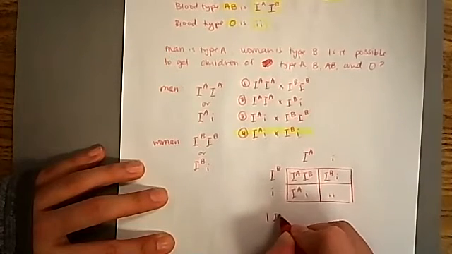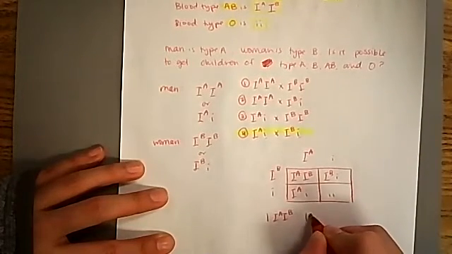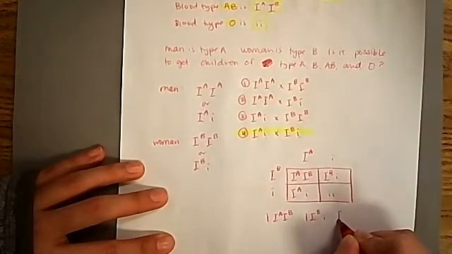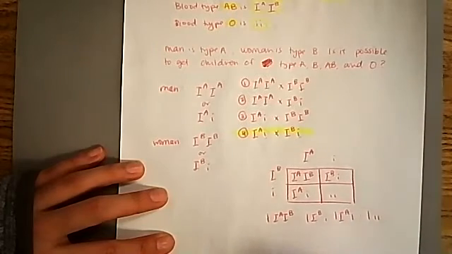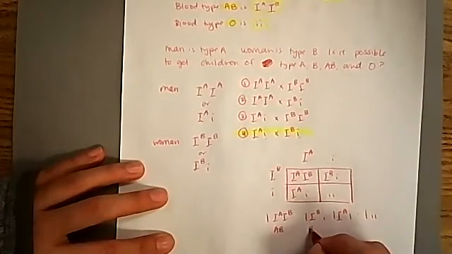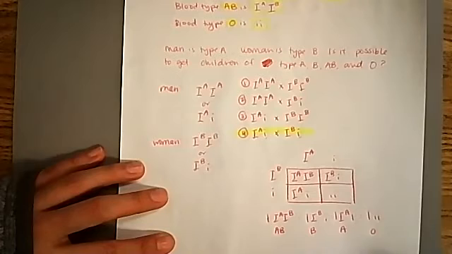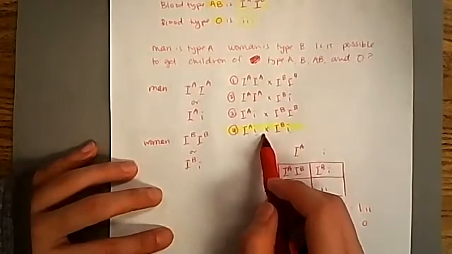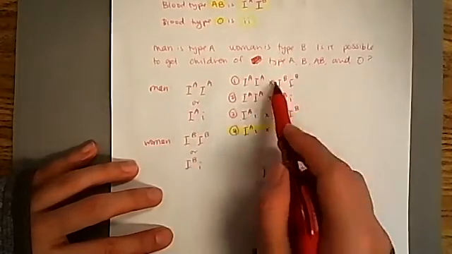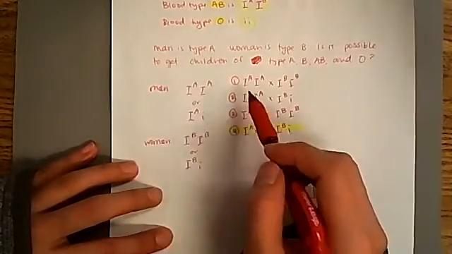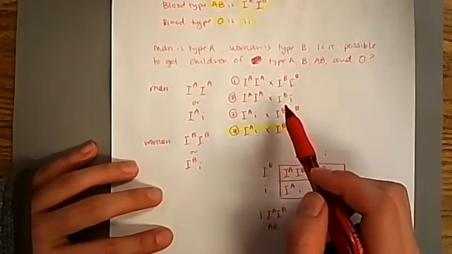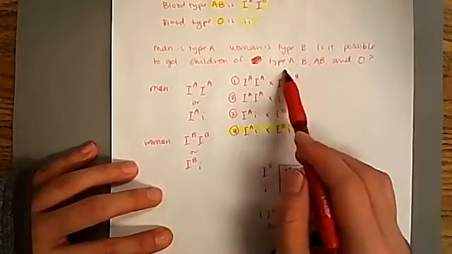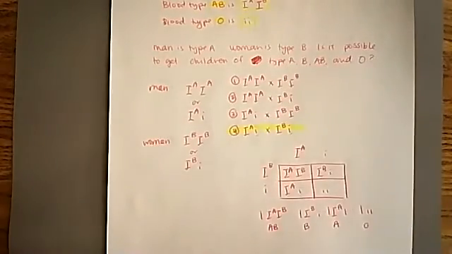So here we have 1 IA IB. Here we have 1 IB i. Here we have 1 IA i. And here we have 1 that is little i, little i. That means this is blood type AB, this is blood type B, this is blood type A, and this is blood type O. So the answer to the question is, yeah, it's possible. Just because this is the possible combination of their blood type. If you have any of these other possible crosses, and they actually are confirmed to be one of these other 3 crosses for their blood type, then that means that either there was cheating, or it's just not possible to have this array of blood types in their offspring.